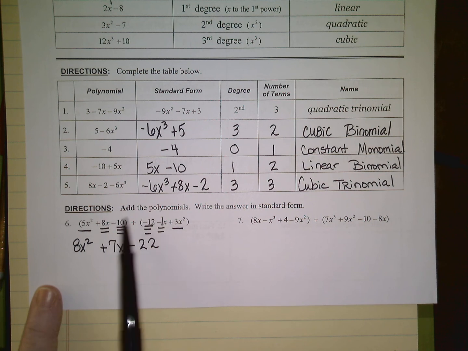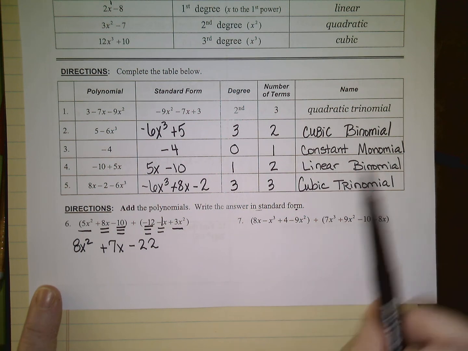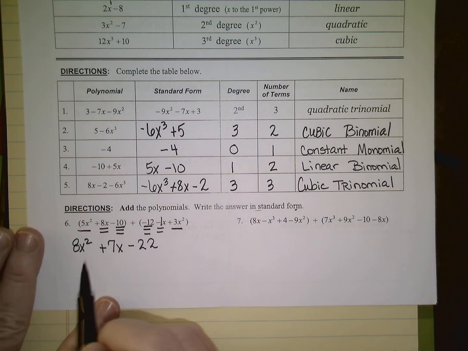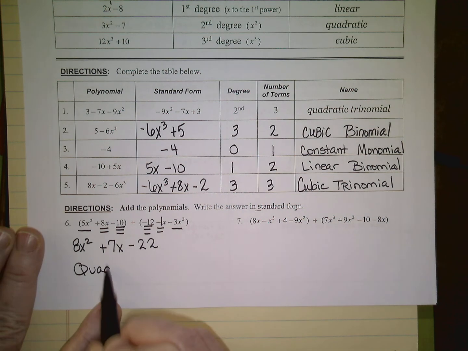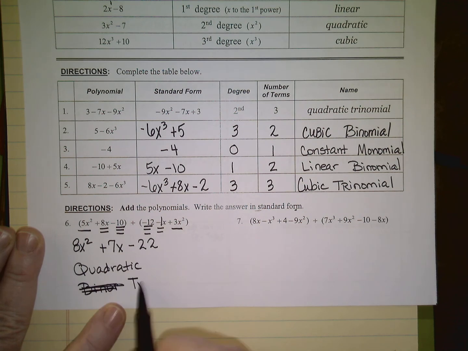The problem says add the polynomials, write the answer in standard form. It doesn't ask me to identify it. If I did, I would call it a quadratic binomial. Oh, no, not a binomial. What is it? Trinomial.